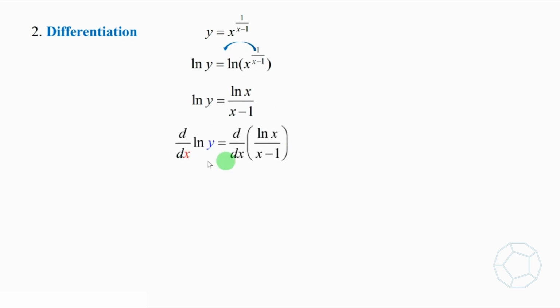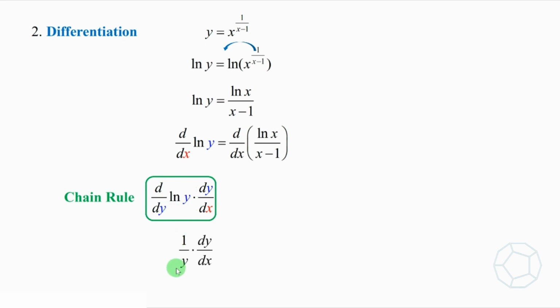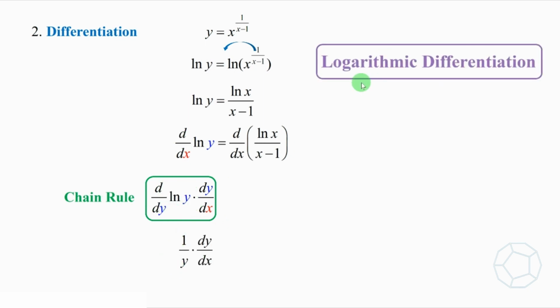Now, differentiate both sides with respect to x. On the left-hand side, the variable here is y, but not x. So we have to apply the chain rule. It's changed to d by dy of log y times dy dx. Here, the derivative of log y is 1 over y. This method is called logarithmic differentiation. It is used in another question of trigonometry. You can find the link of that video in the description below.